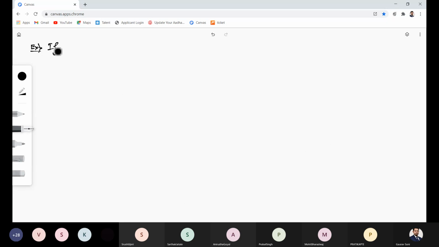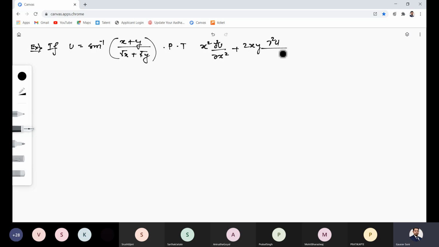Example: if u is equal to sine inverse of x plus y upon root x plus root y, then prove that x square second derivative of u with respect to x plus 2xy second derivative of u with respect to x and y plus y square second derivative of u with respect to y square is equal to 1 by 4 tan cube u minus tan u. Do it. You have 2 minutes. If you don't understand anything, ask.